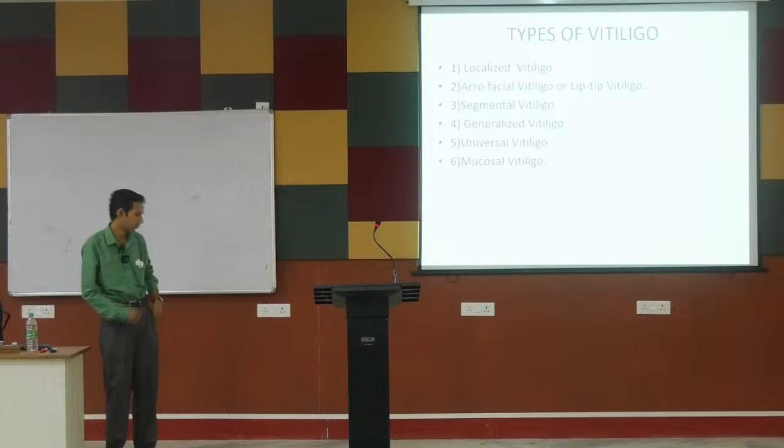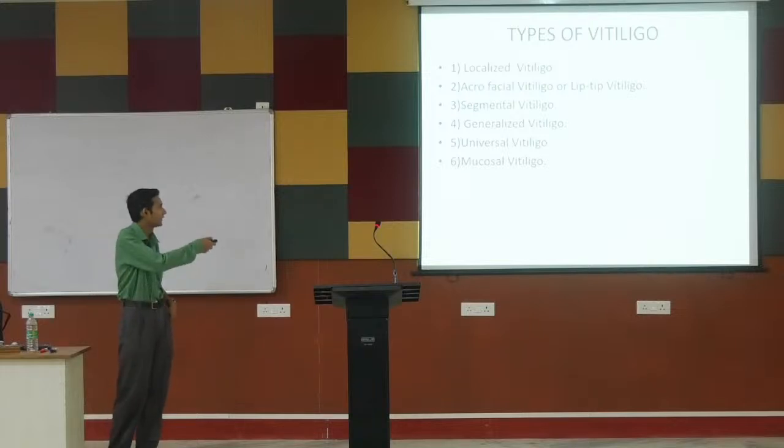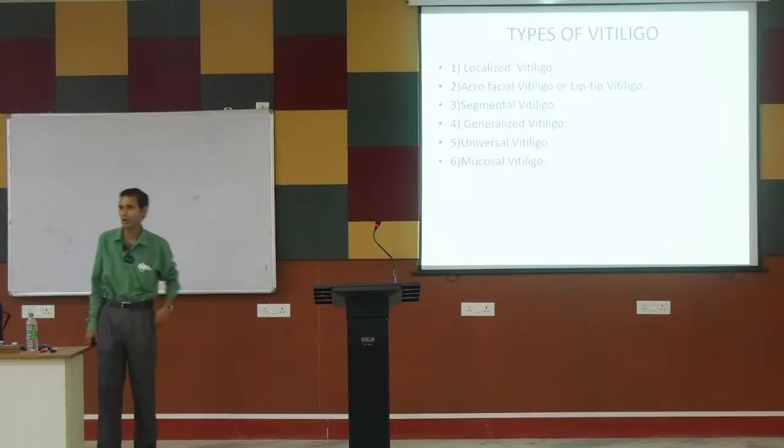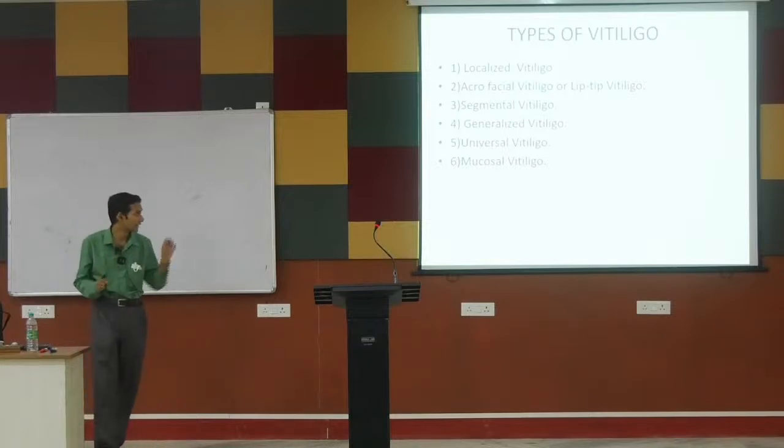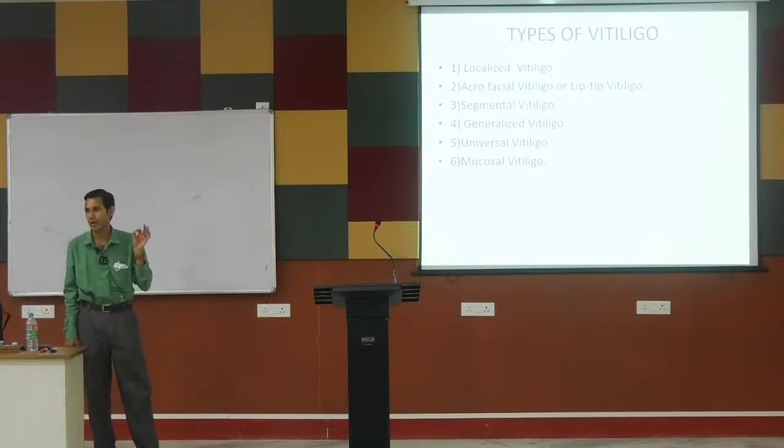Number 2 is acrofacial vitiligo or lip-tip variety of vitiligo. What is acrofacial vitiligo? That means the depigmented patch is present in the lip or the facial aspect, and the tips of the fingers and tips of the toes are mainly affected. This is known as the lip-tip variety of vitiligo or acrofacial type of vitiligo.